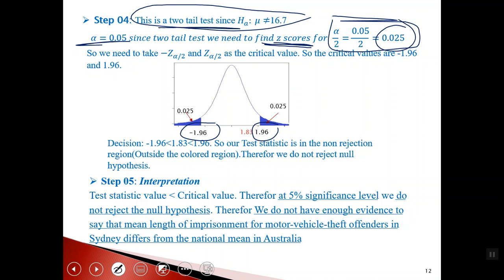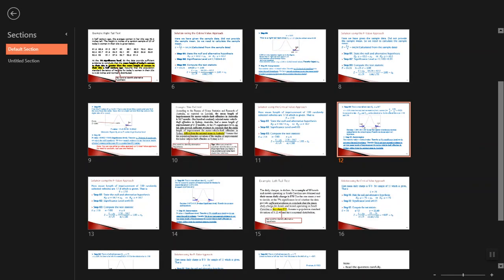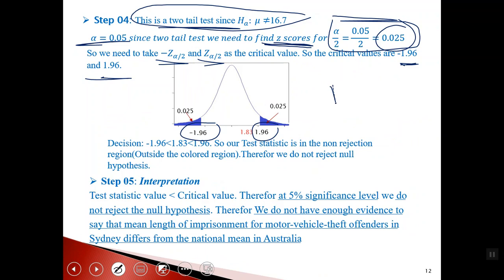One is negative, the other value is positive. Same value but different signs. We denote them as negative Z alpha over 2 and positive Z alpha over 2. Anyway, you can figure out what those alpha values are. Then what is your calculated value? I think 1.83. Oh, I'm sorry, it is 1.83, right?